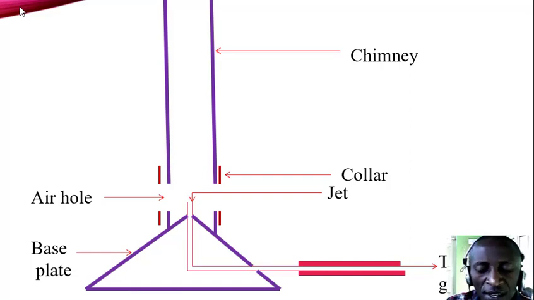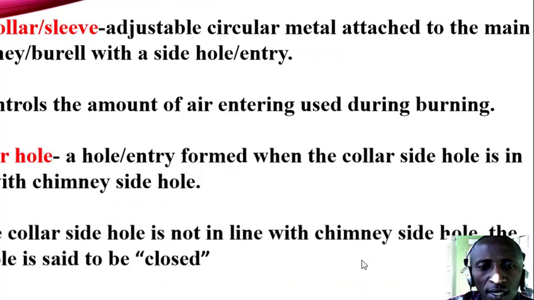What are the parts of the Bunsen burner? Number 1, we have the chimney. 2, we have the collar. 3, we have the jet. And 4, we have the air hole. Number 5, we have the base plate. And number 6, very important, is the gas tubing that brings in gas. Now let's look at the various functions of each of these parts.